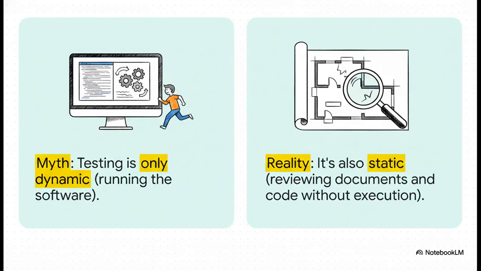And this one is a huge one to remember. Dynamic testing is when you're actually running the code. But a ton of value comes from static testing, which is when you review the blueprints, the requirements, the design plans, the code itself, before you ever hit run. Just think about it, right? It's way, way cheaper to find a mistake on an architect's blueprint than it is to tear down a wall after the house has already been built.